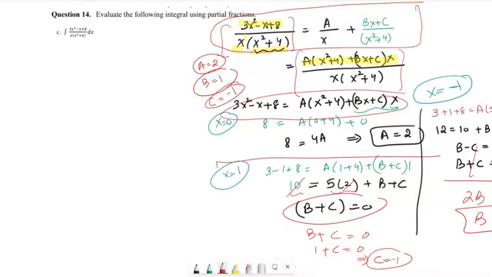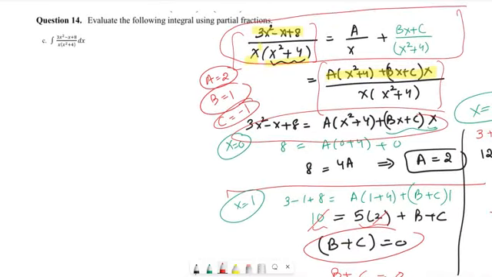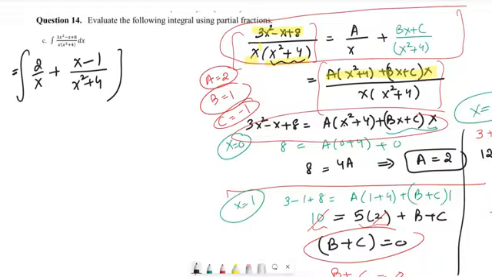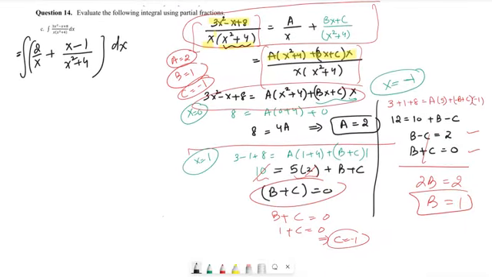So using A, B, C and my assumption of the partial fractions, I can say my given integral can be written as the integral of A by x, A is 2, by x, plus b is 1, so x minus c is -1, divided by x squared plus 4, dx. So using all that partial fractions work, we got this integral which is easier to solve than the original integral. So now we just need to solve this integral.